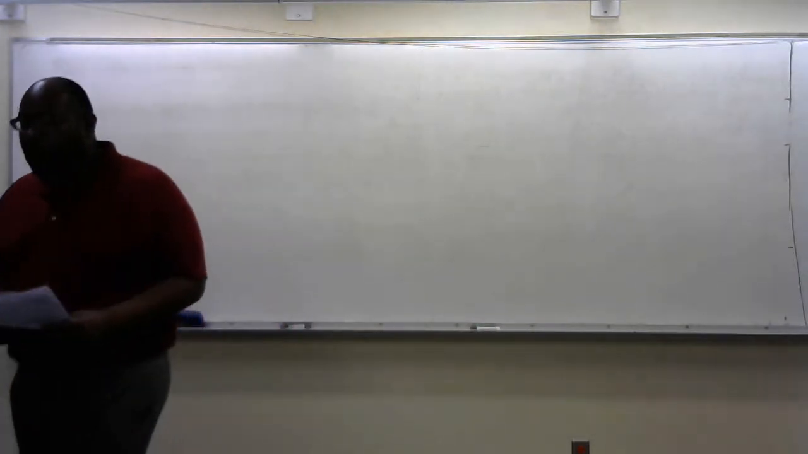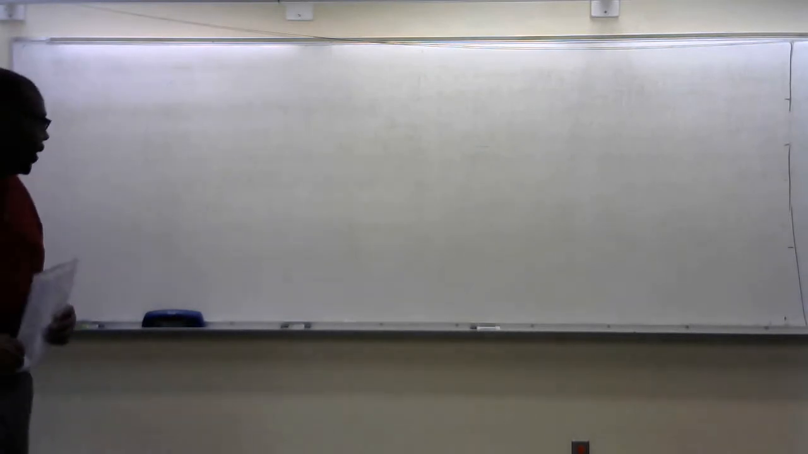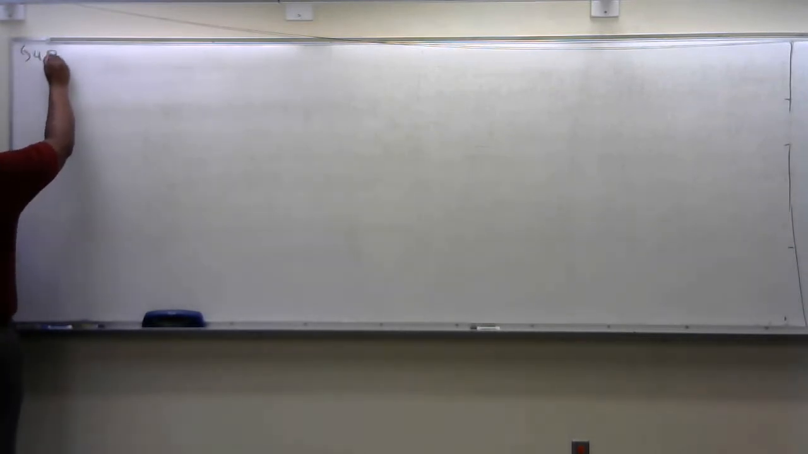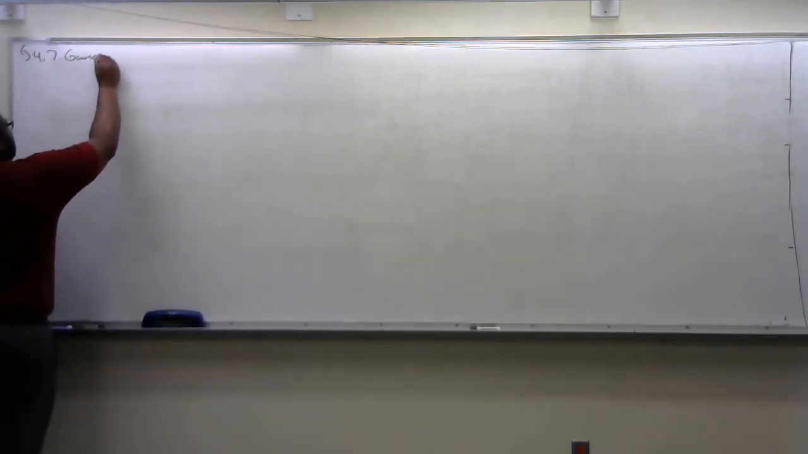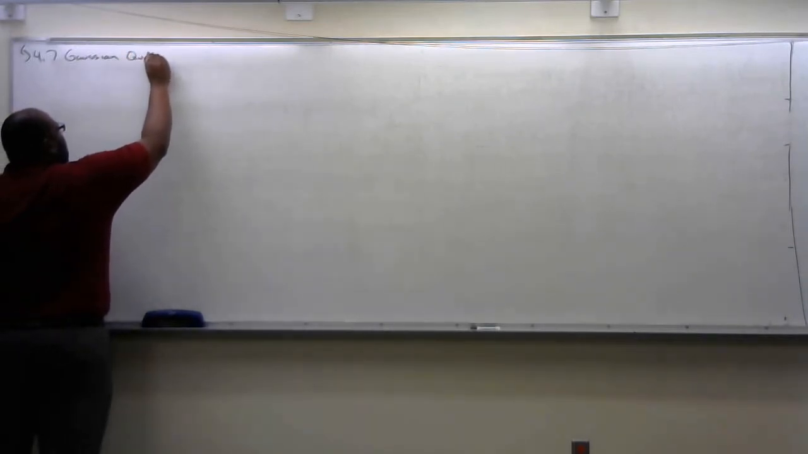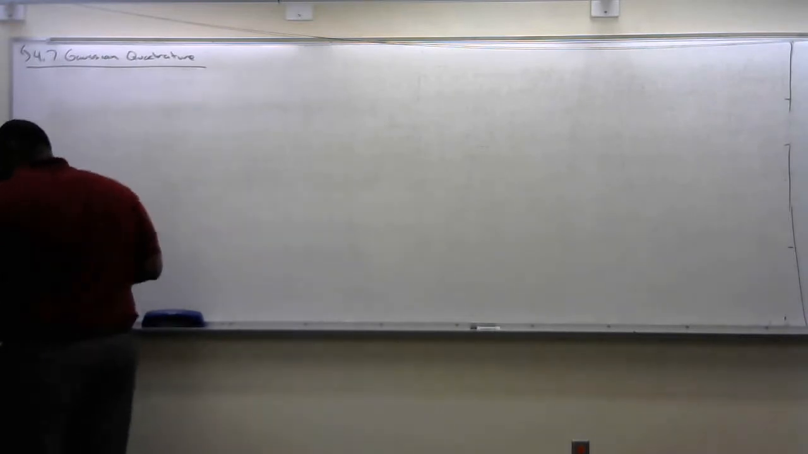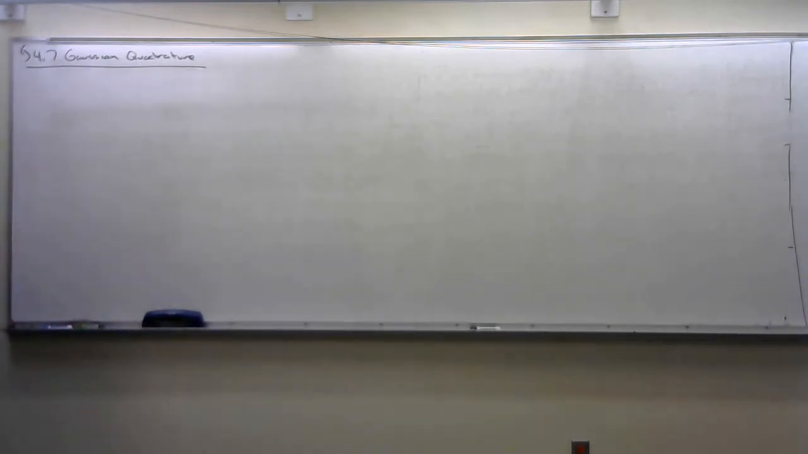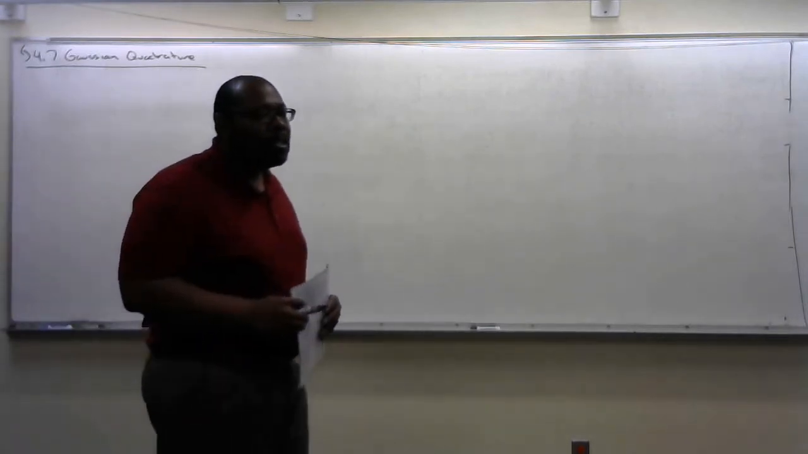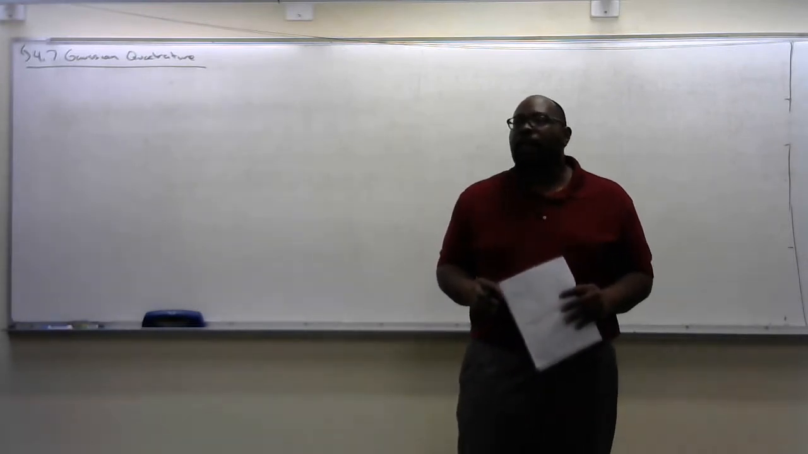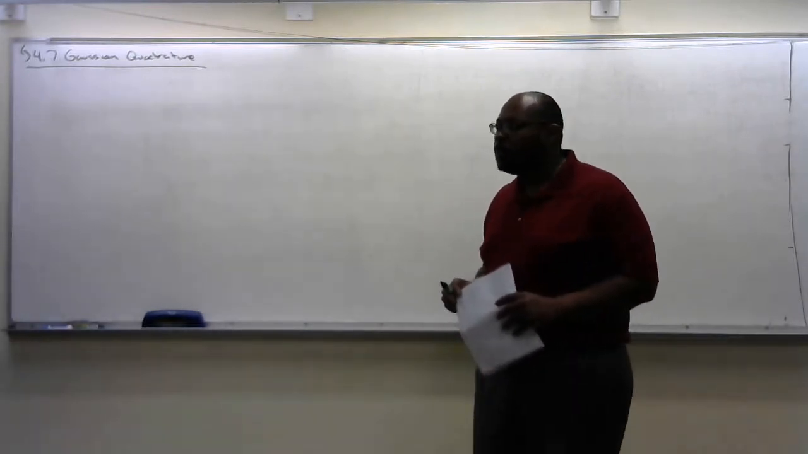All right, well, welcome back again, guys. Let's get started. We're going to be in section 4.7 today, talking about Gaussian quadrature. Now, this is another way of being able to approximate a definite integral. So just another method to be able to approximate a definite integral, right?